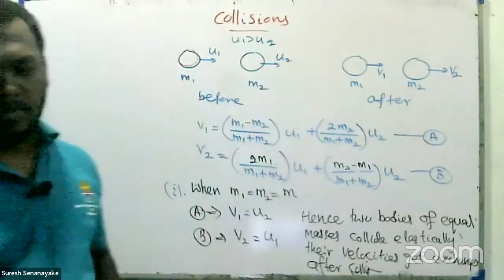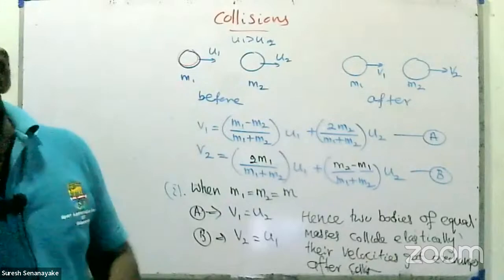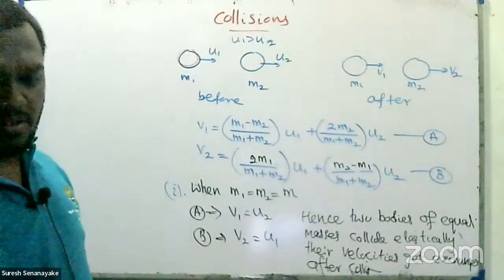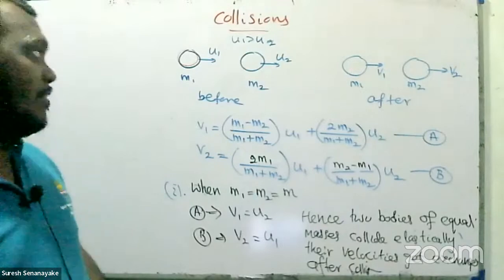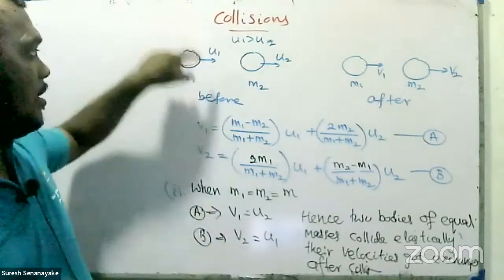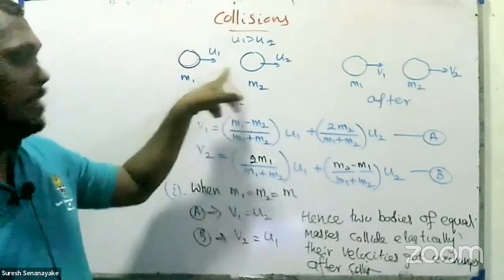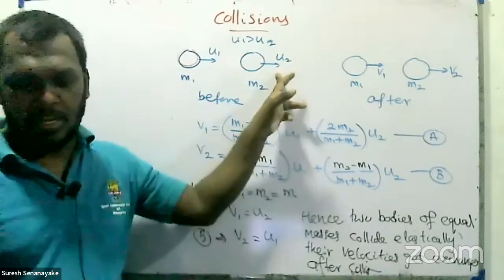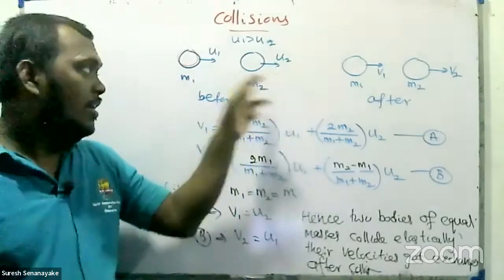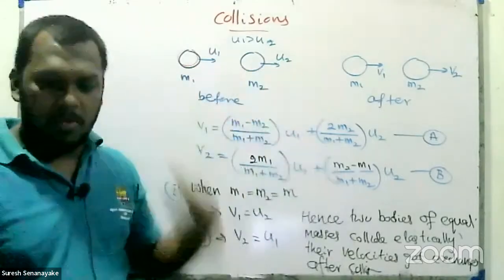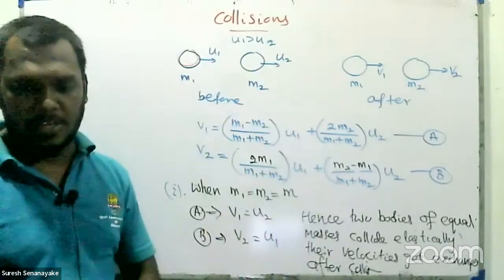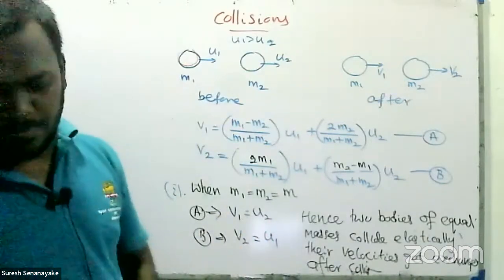To keep in mind, for an MCQ type question, two equal masses collide. Let's say one is moving with velocity 5 meters per second, and the other, of the same mass, is moving with velocity 10 meters per second. Then after the collision, the second body moves with 5 meters per second and the first body moves with 10 meters per second. The velocities are exchanged.